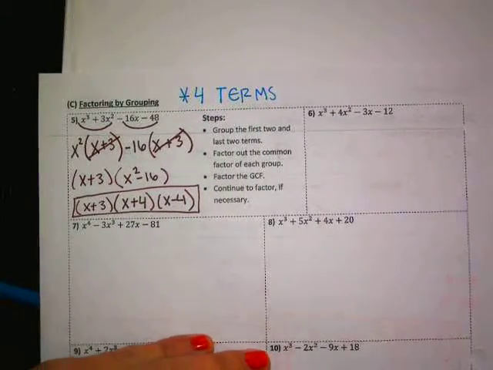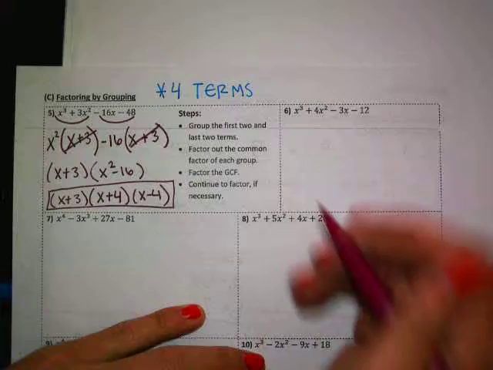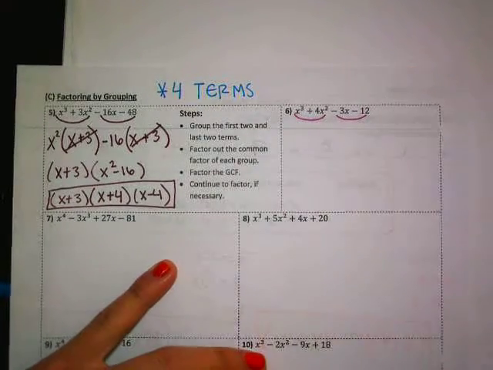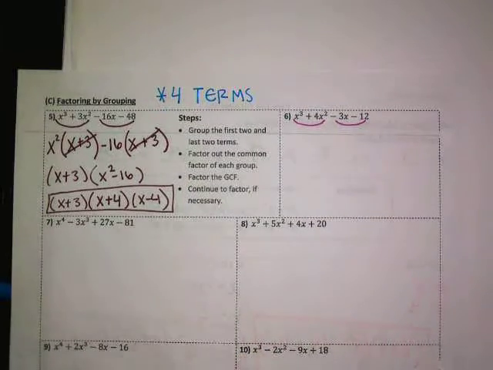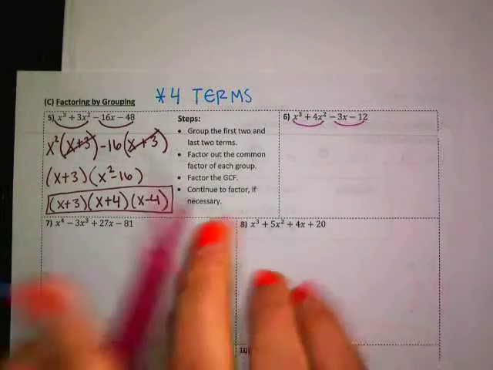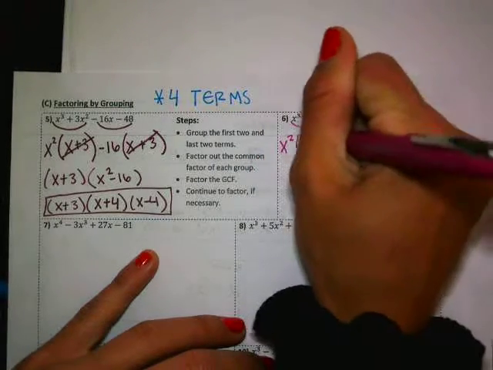All right, go number 6. Same thing. Group the first two, group the second two. What can you take out of the first two? X squared. Very good. And when you take x squared out, what are you left with? X plus 4. Good.